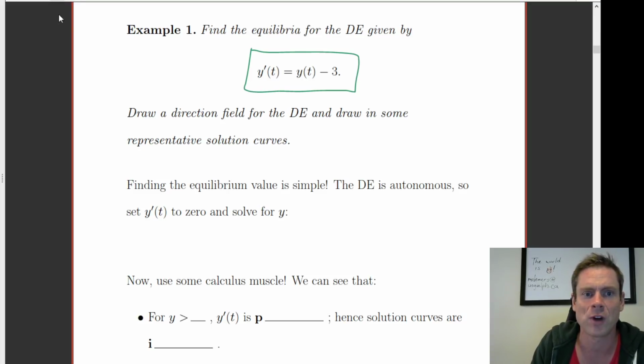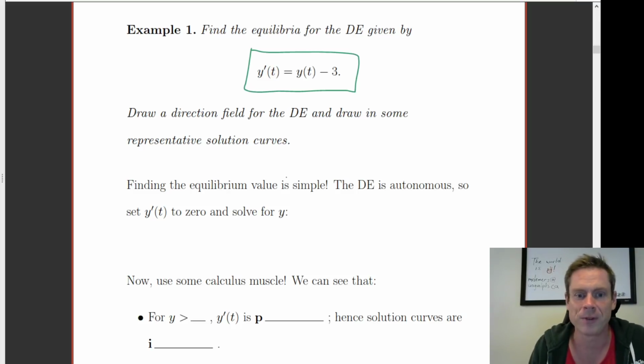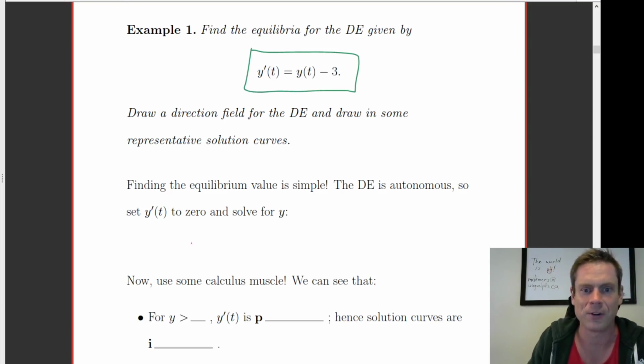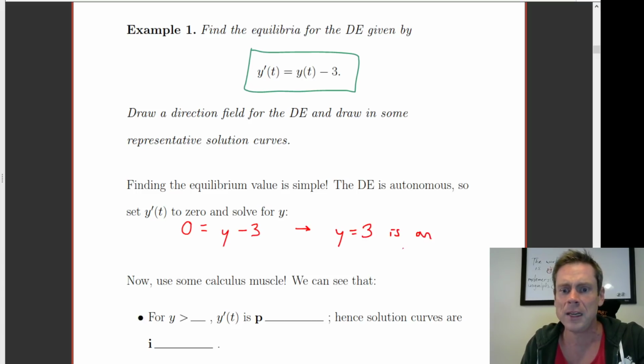Okay, we are going to draw a direction field for this, and all we're going to do is begin by finding equilibrium values. The differential equation is autonomous, so I can set y prime to 0. Y prime equals 0 means the right-hand side is equal to 0. I like to do the examples, calculations and stuff in red, so I'll be consistent with that. Y minus 3 is equal to 0, and that tells us that y equals 3 is an equilibrium solution.